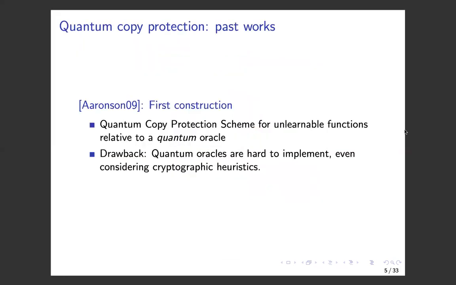In this paper, Aaronson also gave the first construction. This is a construction for any unlearnable functions relative to a quantum oracle. We'll specify what unlearnable and a quantum oracle mean. Here we just mention that quantum oracles are hard to implement even when we consider cryptographic heuristics.